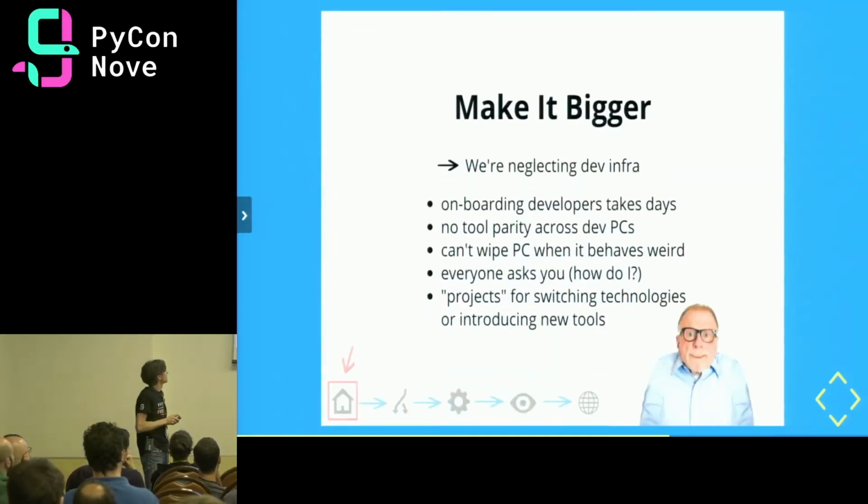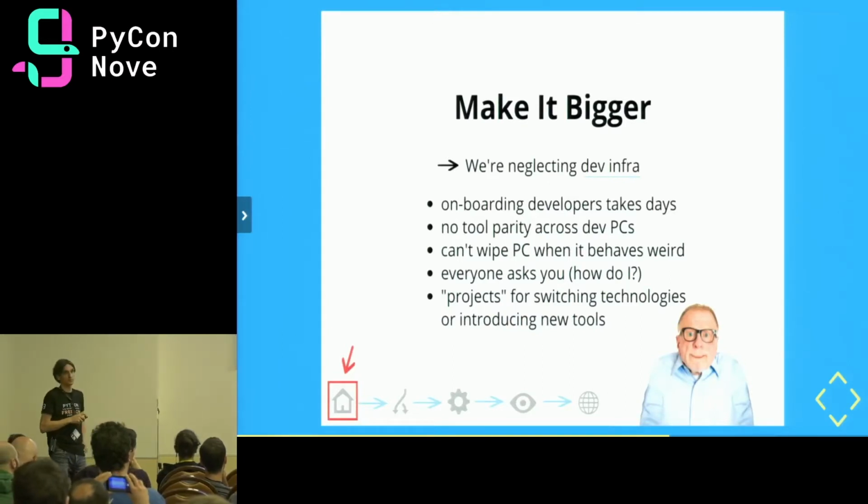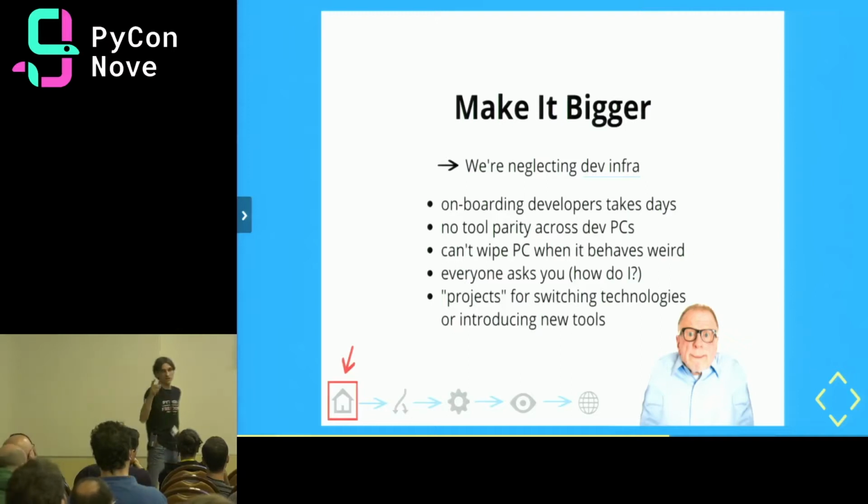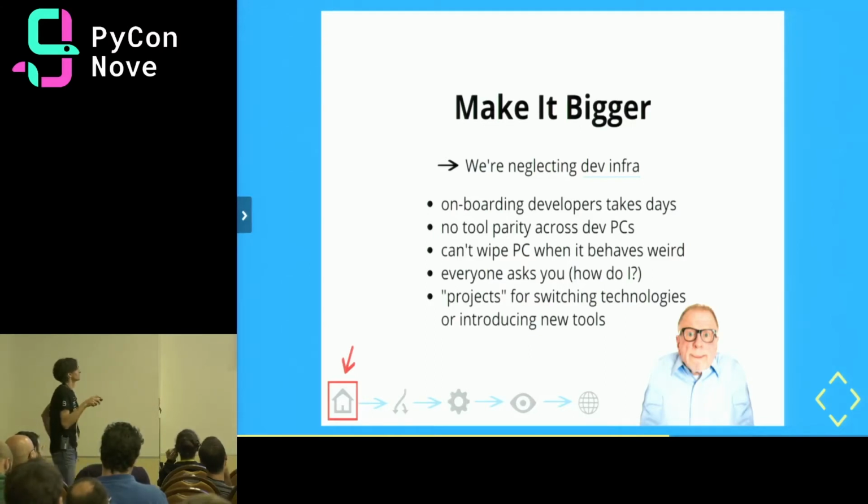And we can see that we are actually neglecting here the development infrastructure. Who is using Vagrant? Right. Who is using Docker for development? Right. Everyone else uses what? Okay. Probably Vagrant or Docker. Or hopefully something comparable. Well, anyway.